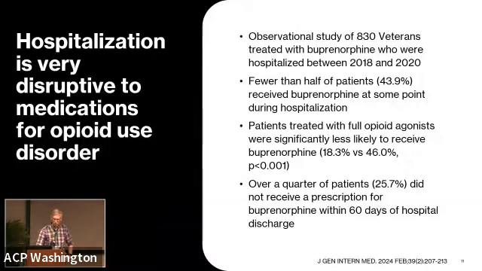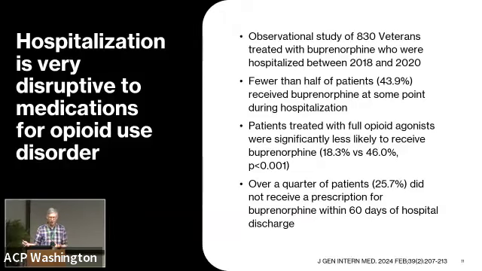This was a cohort study or observational study in JGIM that was published earlier this year, just speaking to how disruptive hospitalization is to people's medication treatment for their opioid use disorder. It's a study at the VA, had over 800 veterans who were treated with buprenorphine. Most were treated for opioid use disorder, some were treated for pain, who were hospitalized from 2018 to 2020. Fewer than half the patients, only 44%, received buprenorphine at any point during their hospitalization.